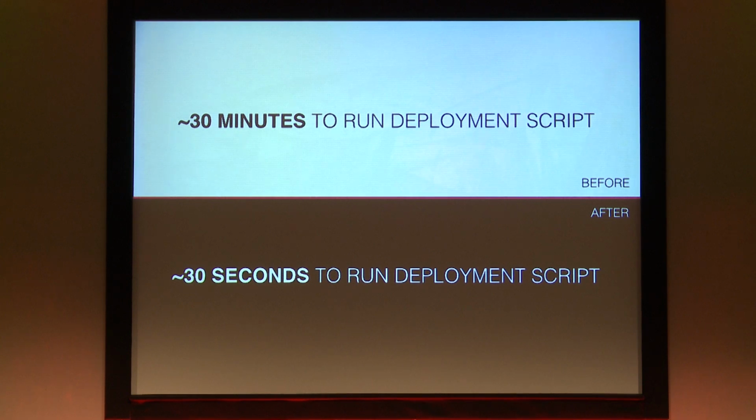So running these deployment scripts to deploy something to the production environment was taking roughly 30 minutes because it was a mix of automated scripts plus manual checking. So roughly 30 minutes doing the whole thing. After that, as I said before, 30 seconds. So quite a lot of improvement.